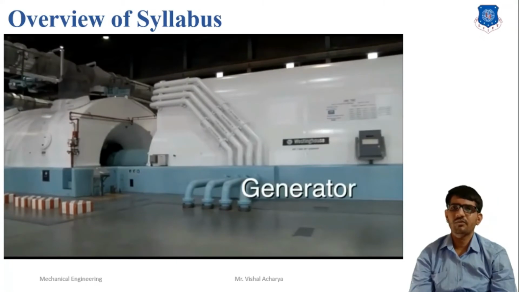This is the overview of our syllabus, and next is economic generation, to decide the production cost of electrical power with the help of steam power plant, gas power plant and nuclear power plant.